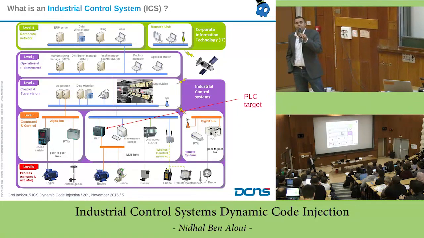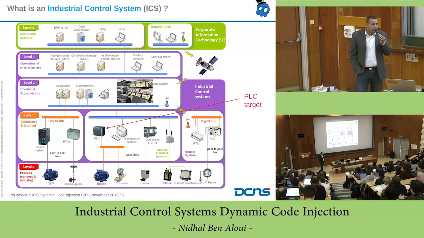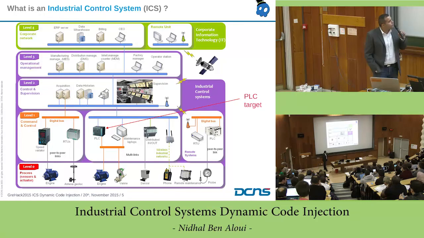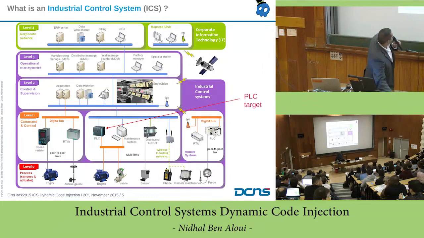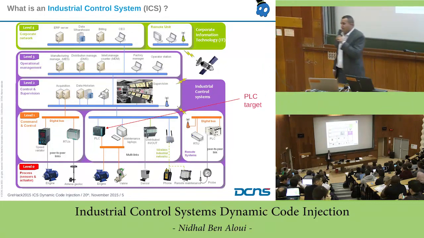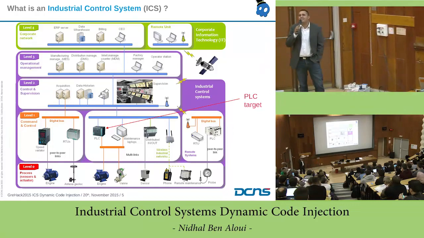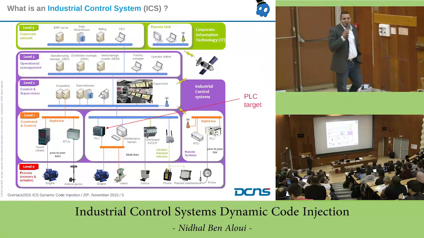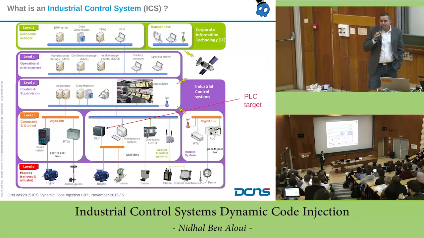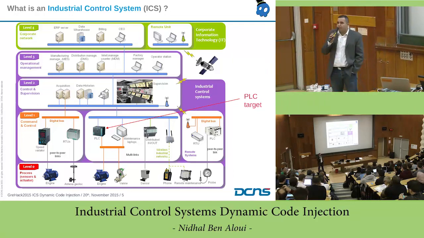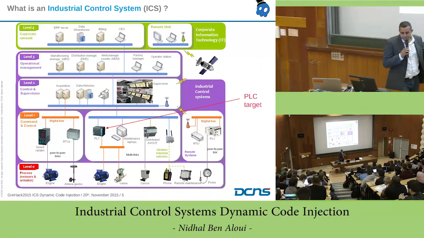There are a lot of kinds of Siemens PLC, S7-100, 200, 400 also. I put here another PLC from the manufacturer Phoenix. There is also Rockwell, Schneider. So the objective of this presentation is not to show that the Siemens PLC is vulnerable. Actually, we tested the same injection code on the other manufacturers, and I can say that it works on the others also.